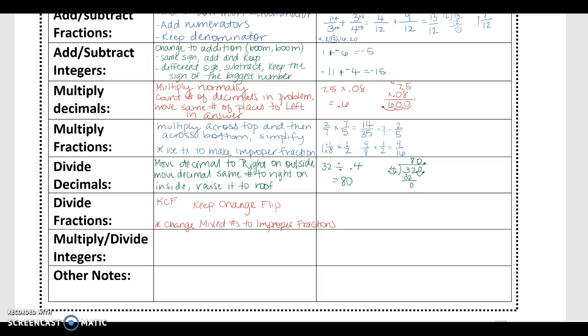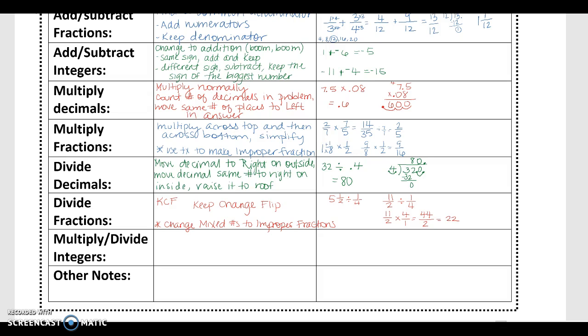All right, so for example, let's say I have 5 and 1/2 divided by 1/4. Okay, so first I'm going to change it to an improper fraction. So 2 times 5 is 10. 10 plus 1 is 11 over 2 divided by 1/4. So always I rewrite that first before I keep, change, flip. 4 times 11 is 44 over 1 times 2 is 2. And then 44 divided by 2 is 22.